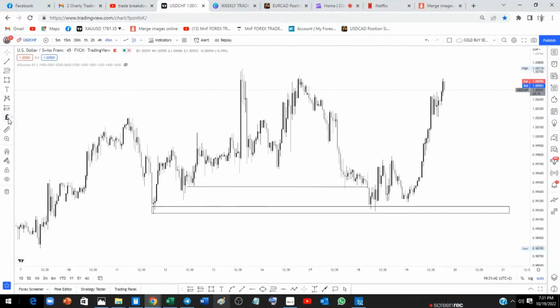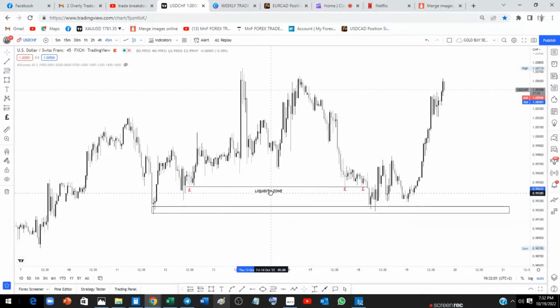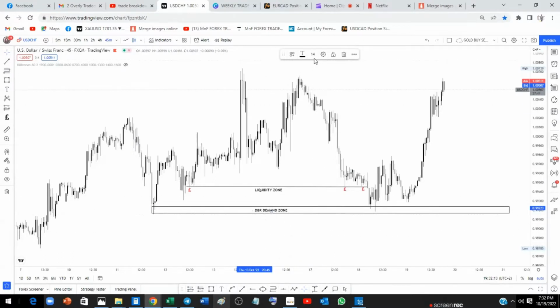So you can just do this. This is an equal high, equal low. This is an equal low, and this is another equal low. So this is your liquidity area. So right here, go ahead and mark that as liquidity area, as liquidity right there. And remember, this is a drop base rally. So we input that drop base rally demand zone right here. We just increase the font better.